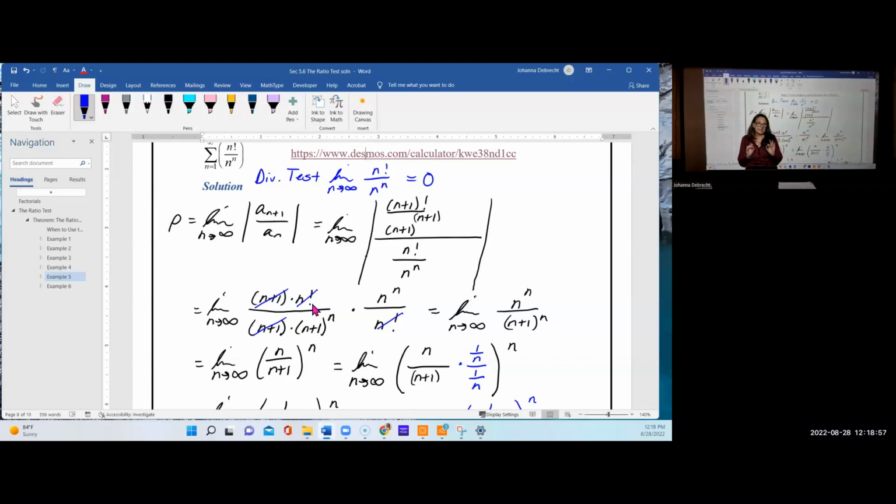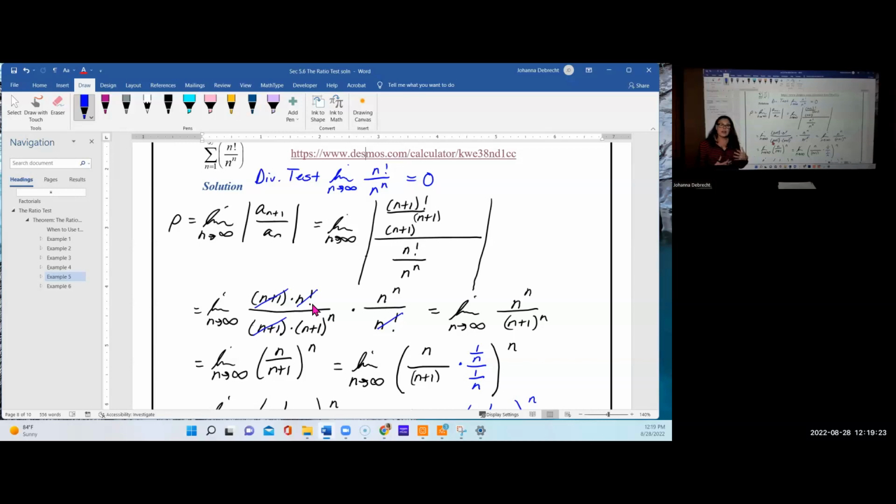So they're both raised to the nth power, so I can combine them into one ratio, n over n plus 1, and raise that to the nth power. Now it is tempting to want to bring the limit on the inside, but you really can't, because this power is not a constant. It depends on n. The limit depends on n. So you're not allowed to pull the limit inside the power.